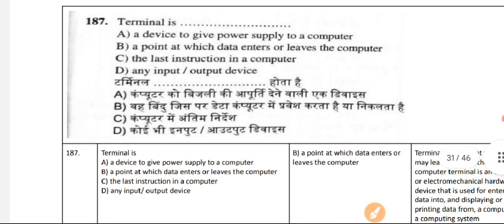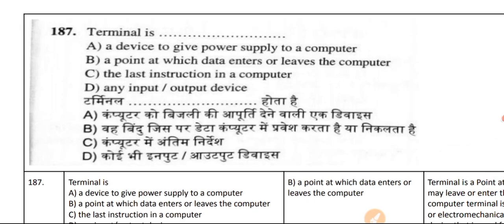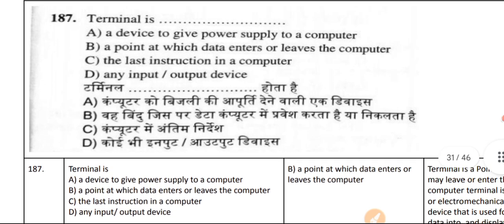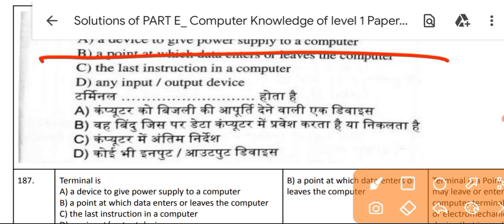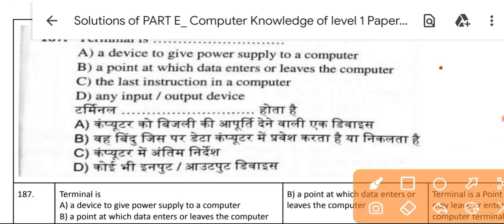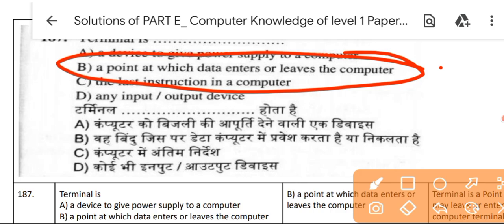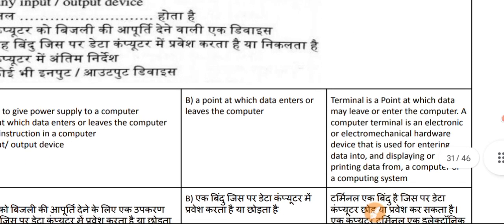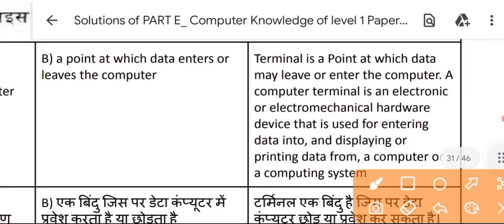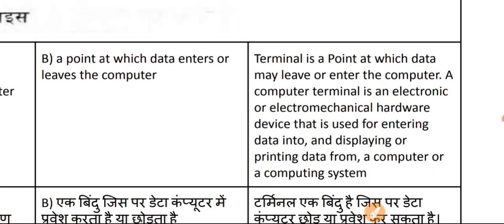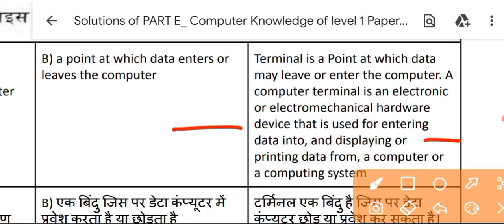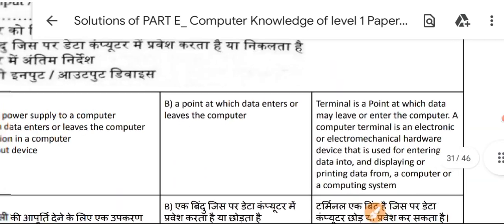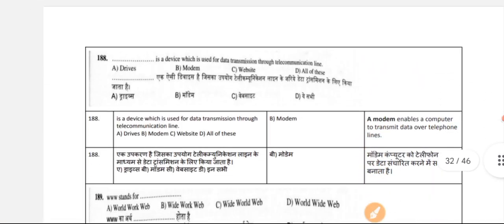Next question is 187. A terminal: we have discussed the terminal in the previous point, and here is also a terminal. The option given is a point at which data enters or leaves the computer. A terminal is a point at which data may leave or enter a computer. A computer terminal is an electronic or electromechanical hardware device used to enter data into and display data from a computer or computing system. That is a terminal.